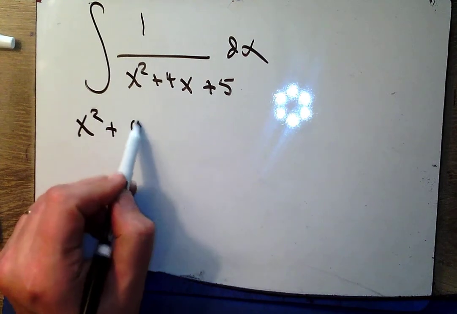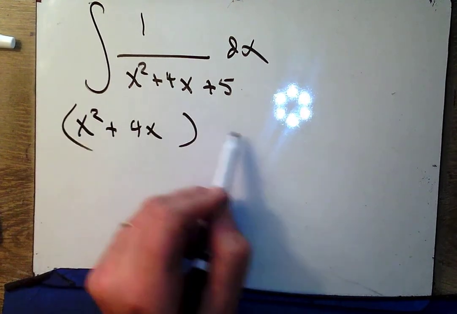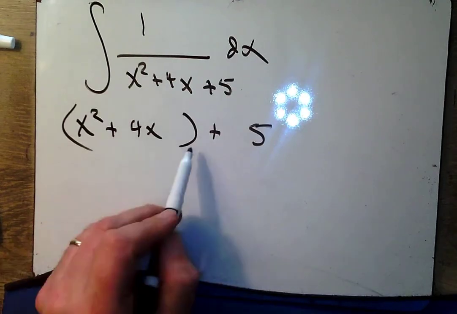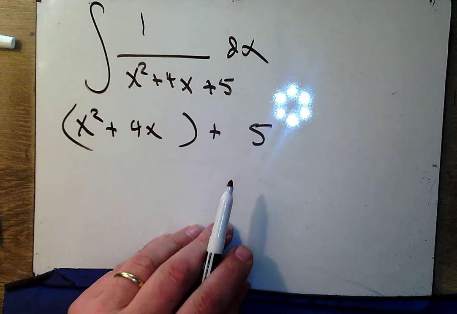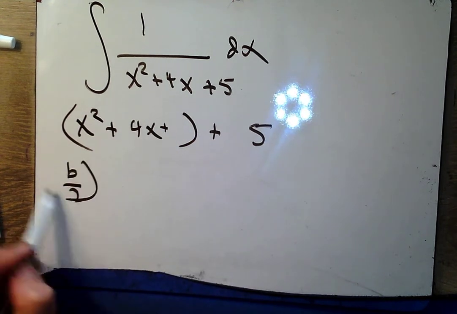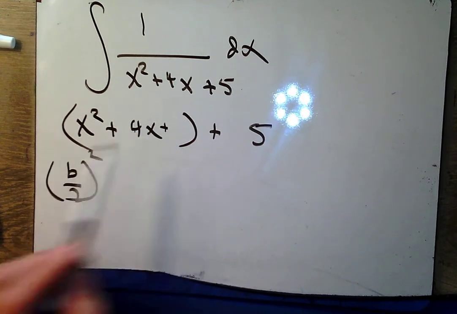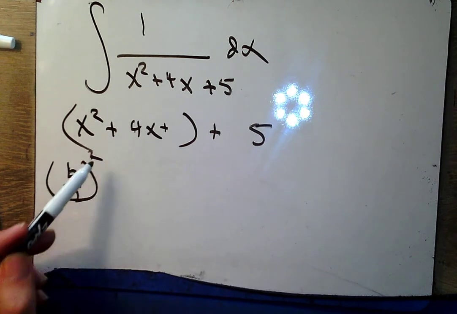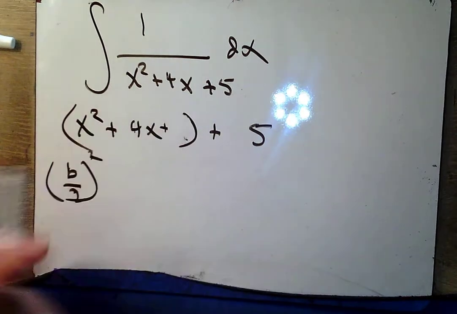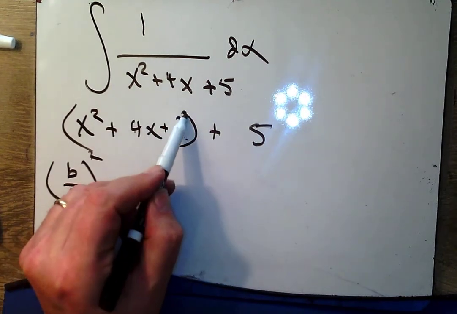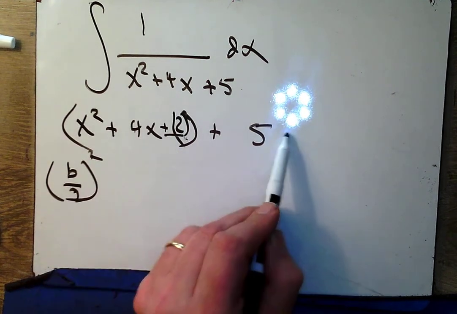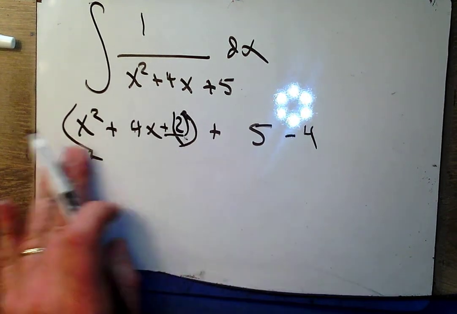I'm going to put all the x stuff together, and I'm going to push off to the side this 5. In here, I'm trying to build a perfect square trinomial, and I know that that magic amount that I need to add is b over 2 squared. So 4 divided by 2 is 2, and 2 squared is 4. And so at the same time I'm adding 4 here, I'm going to subtract 4 here.